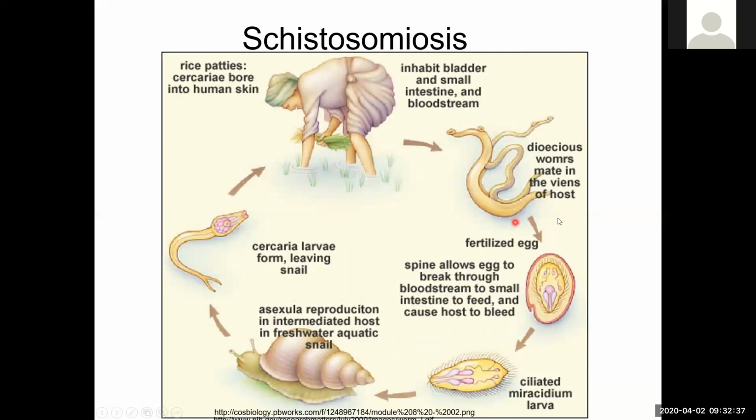This is a dioecious worm. Even though worms are spelled wrong here, this dioecious worm means that it has two sexes, the male and the female. The female has this groove that the male just lives in, but both of them have these suckers called holdfast devices that hold it in the intestine or bladder.